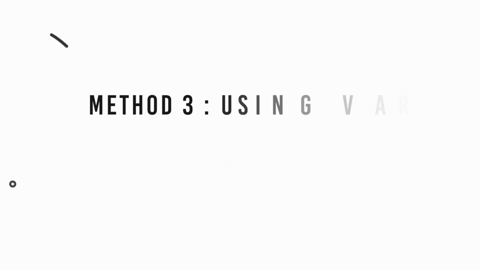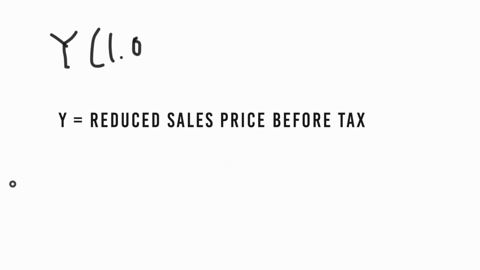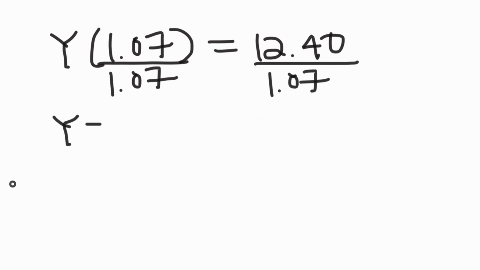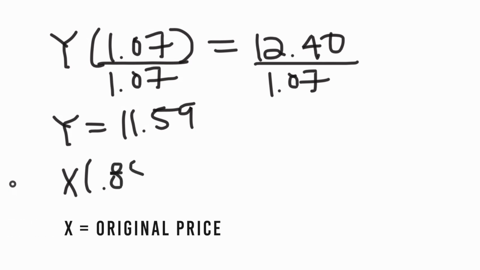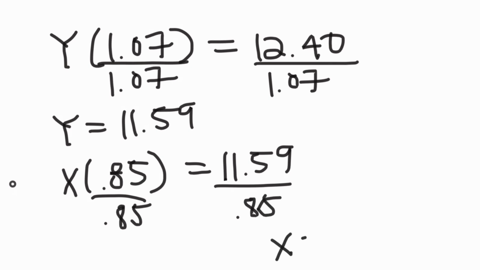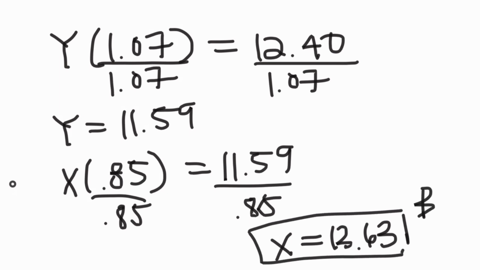So basically you have Y amount that was multiplied by some sort of sales tax of 7%, and you ended up getting a final amount of $12.40. So if you divide each side by 1.07, you should get the sales price. So Y would equal $11.59. The next part is that you basically had X times the percent that you're actually paying for, and that was supposed to just equal $11.59 because that's the sale price. So if you divide each side by 0.85, you would end up getting X is equal to 13.63, which is exactly what the answer should be, which is answer B.